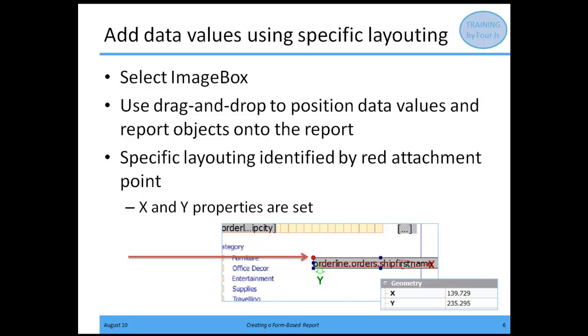When it's time to add the data values or your report objects to the form that's being displayed inside of your report designer, what you should do is select the image box and then just use drag and drop to position the data values and the report objects onto the report. You're not holding down the control key, you're just dragging and dropping and placing onto the report. You'll know it's specific layouting because you'll see the red attachment point, and if you go and look at the properties, you'll see that both the X and the Y property are set according to where you've dropped it off onto the form.